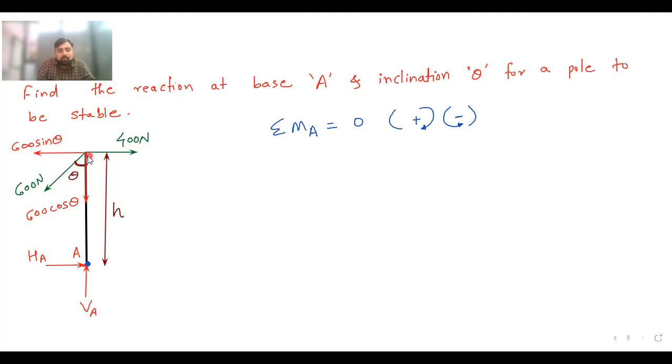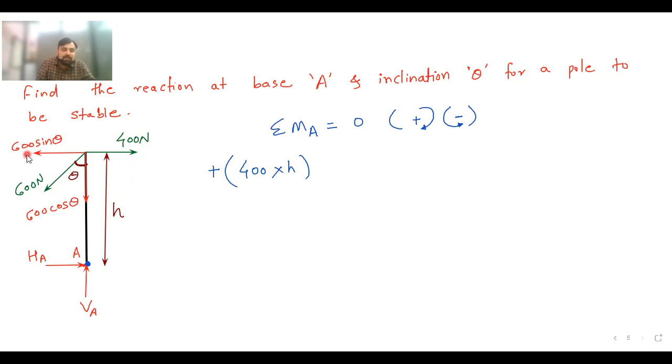Now if I take the moment of this 400 kilonewton about point A, this is the direction of the moment. The 400 about point A will rotate in clockwise direction. So this is the force, and what is the distance from point A? It is h. So if I write the moment, it will be 400 into h. And it is rotating in clockwise direction, so this is plus.